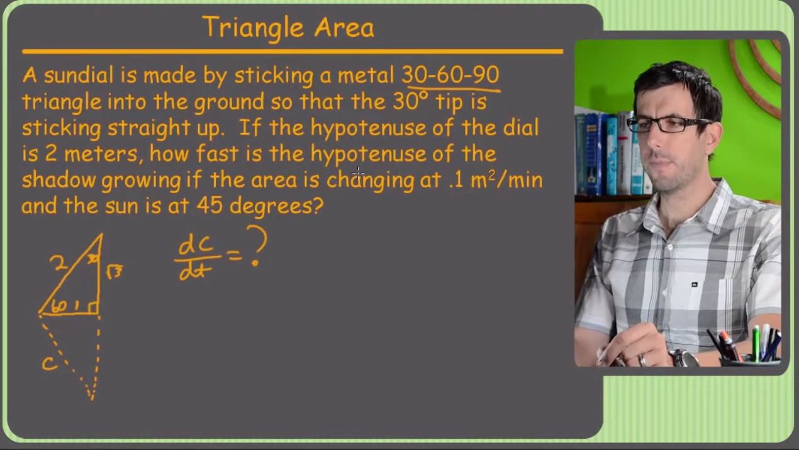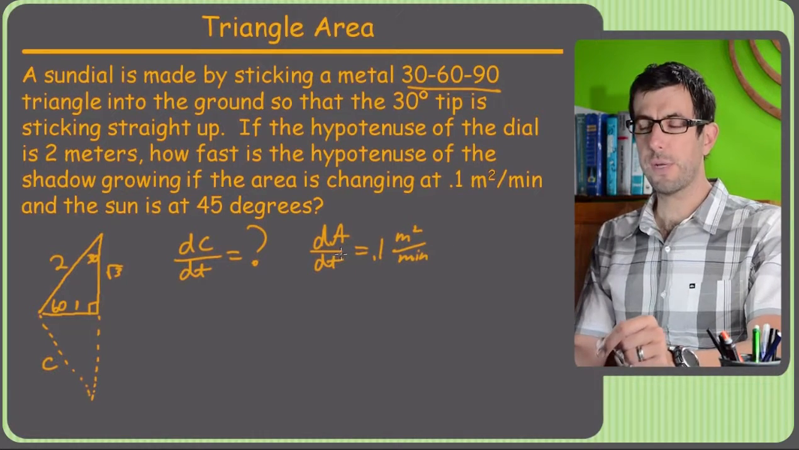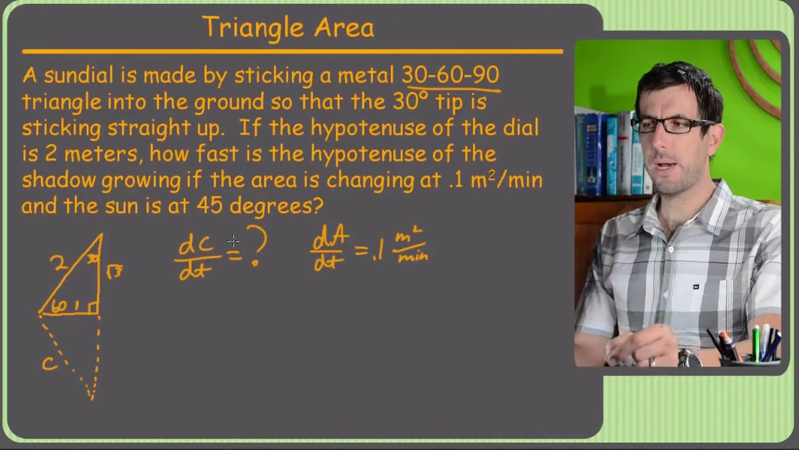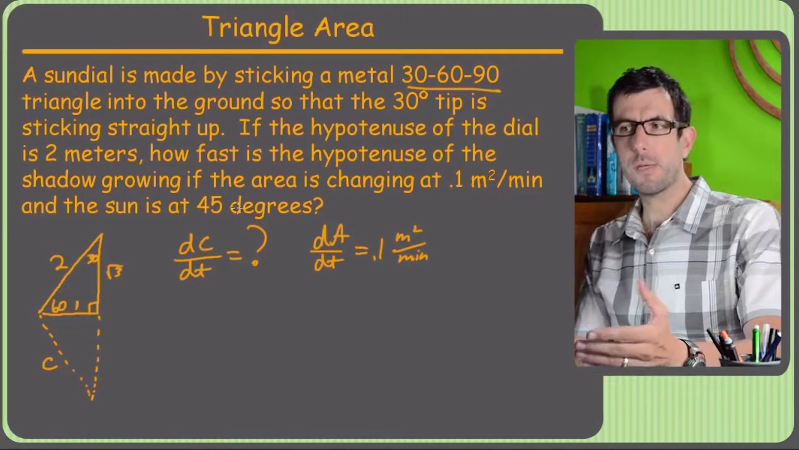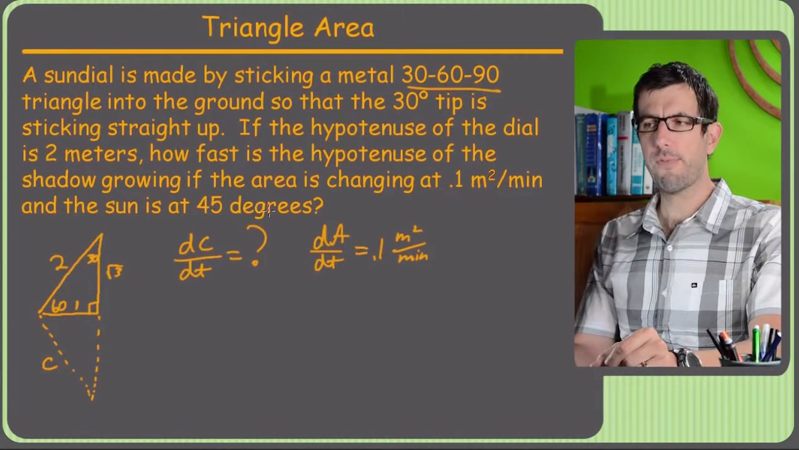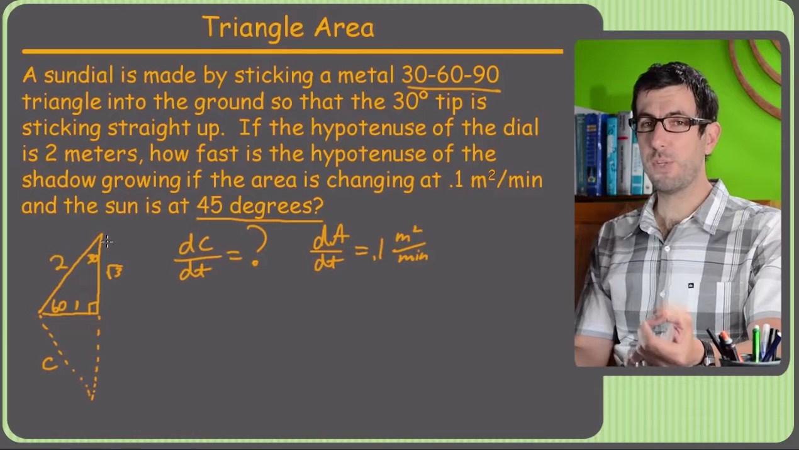If the area of the shadow is changing at 0.1 meters squared per minute. So they gave us the rate of change of area, they asked for the rate of change of the hypotenuse of the shadow, and they told us, like that thing they always say, when the angle of the sun is 45 degrees. But that's super weird, right? Because we're talking about a 30, 60, 90 triangle. What does 45 degrees have to do with anything?